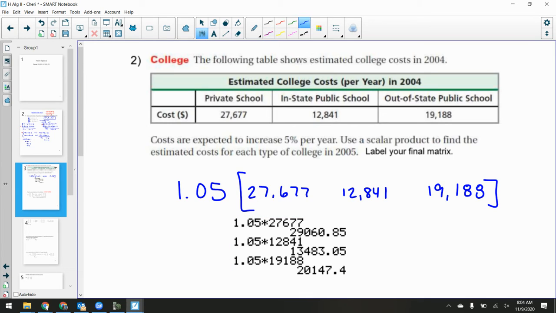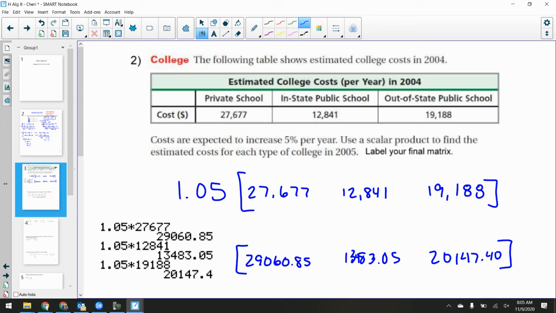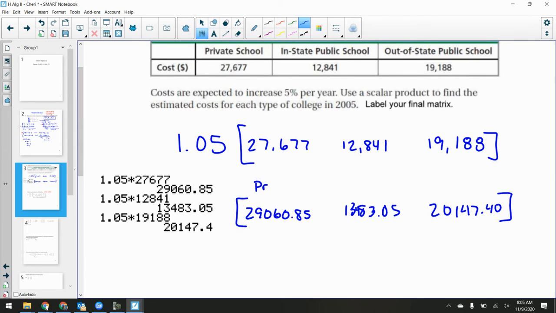That means my final matrix is going to be this 1 by 3: $29,060.85, then 13,483.05, and then 20,147.40. Now it says to label our final matrix, so I'm just going to put the labels back on from the table: private school, in-state, out-of-state, and then costs. Just so we can interpret our results based on our scale of multiplication.